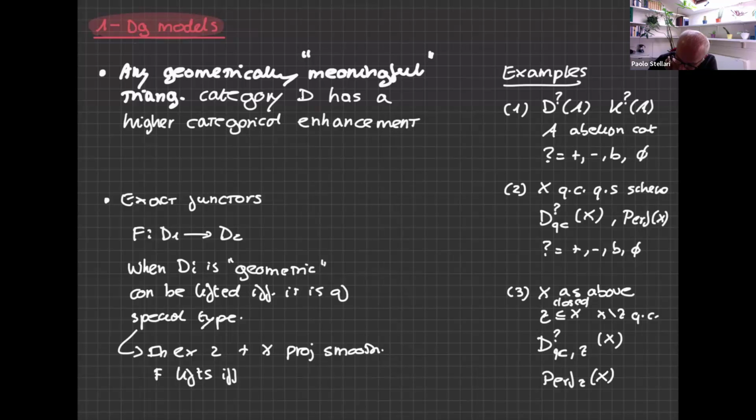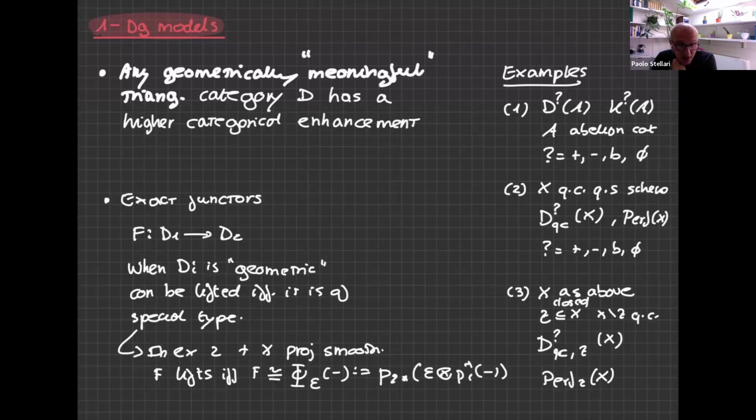if and only if it's of Fourier-Mukai type. So it's isomorphic to a sort of categorical version of the correspondence at the level of cycles. So it's a pushforward composed with a tensorization, composed with a pullback.